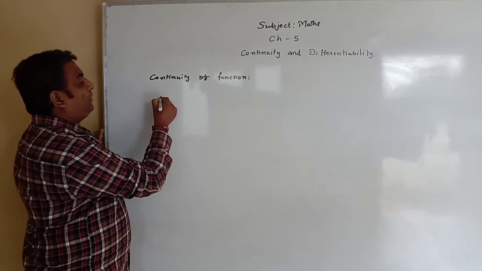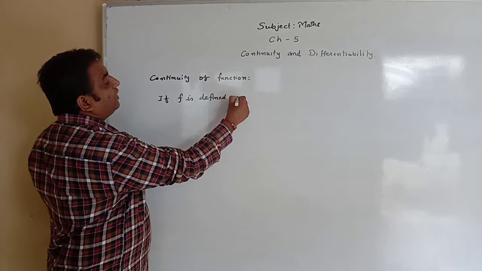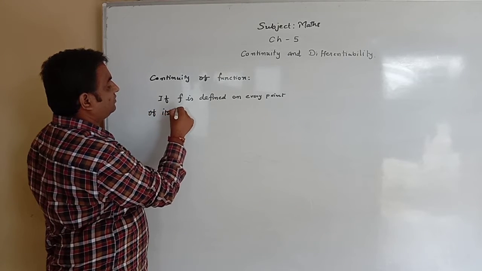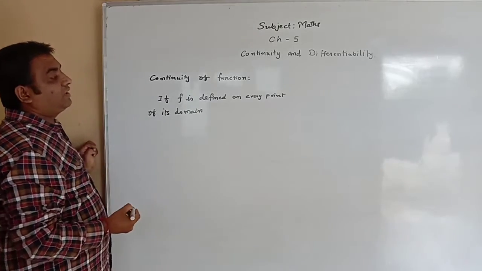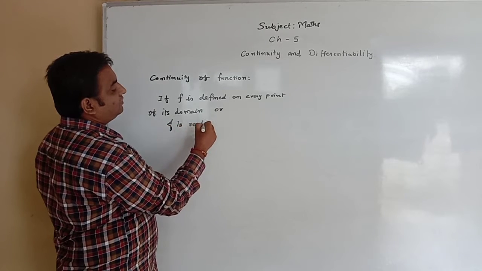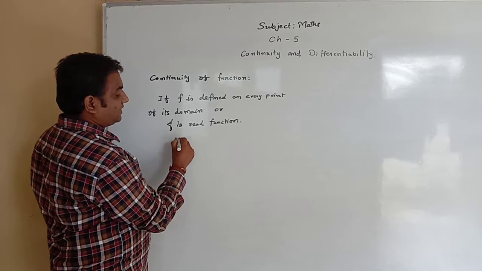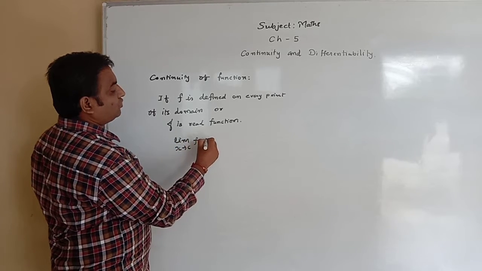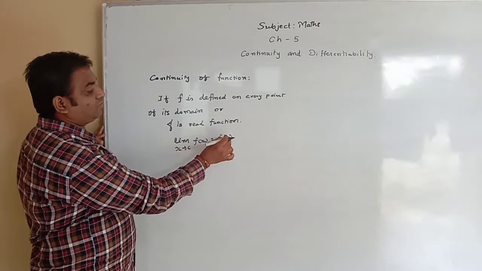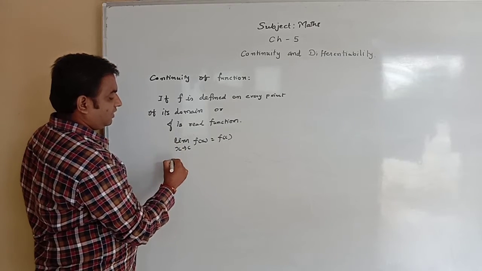So we can say that if f is a real function defined at every point of its domain, then the limit as x tends to c of f(x) equals f(c) at every point of its domain. That is, the limit we find is equal to the value at c, then we can say that f is a continuous function.